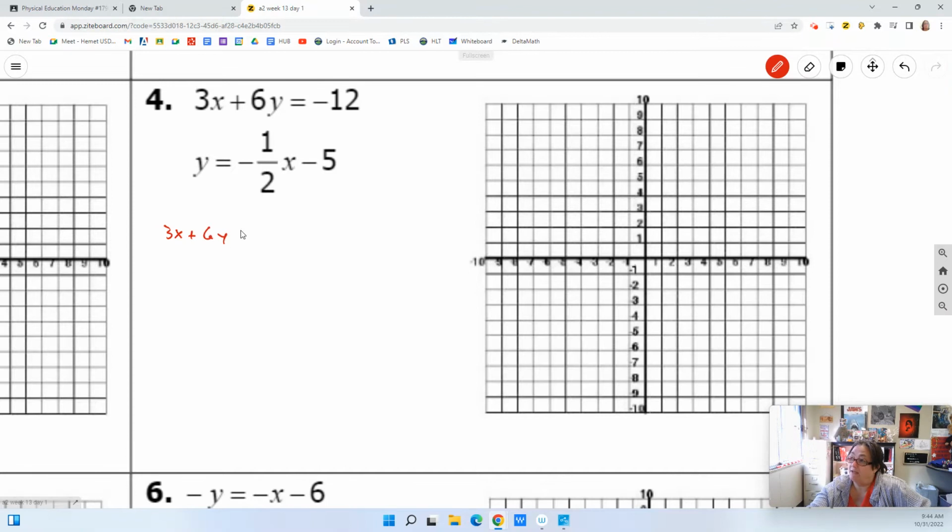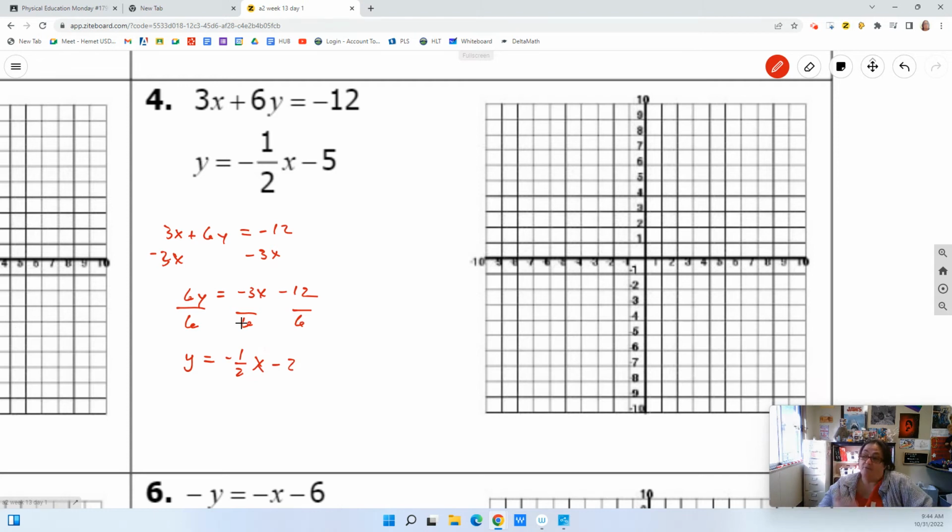3x plus 6y equals -12. So I'm going to just subtract that 3x from both sides, -3x, and get 6y equals -3x minus 12. And then we divide everything by 6. And we get y equals, well, 3/6 is -1/2 x. 12 divided by 6 is just 2. And so now we have it in that form that we want.